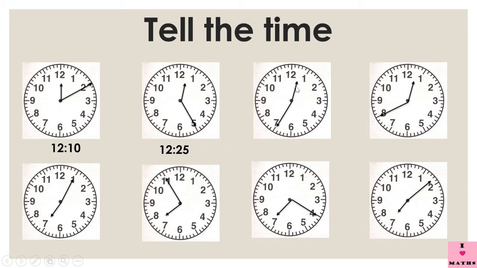Now, since our hour hand has already passed 12, this time is called 35 minutes past 12. It means that 35 minutes have passed since it was 12 o'clock. There is one more way to say the same time, and that is 25 minutes to 1.